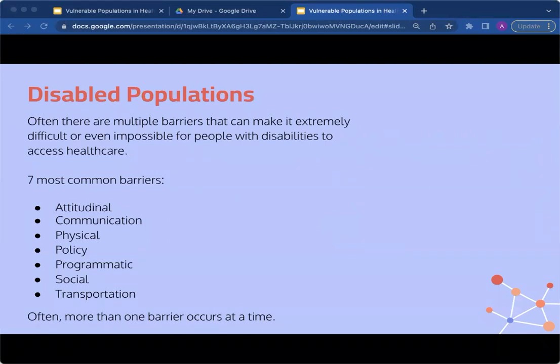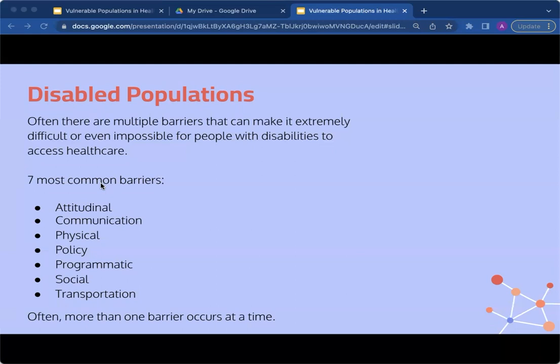Often there are multiple barriers that can make it extremely difficult or even impossible for people with disabilities to access healthcare. So I'm going to be discussing the 7 most common barriers. So attitudinal barriers are the most basic and they contribute to other barriers. So for example, stereotyping, stigma, prejudice, and discrimination. Within society, these attitudes may come from people's ideas related to disability.